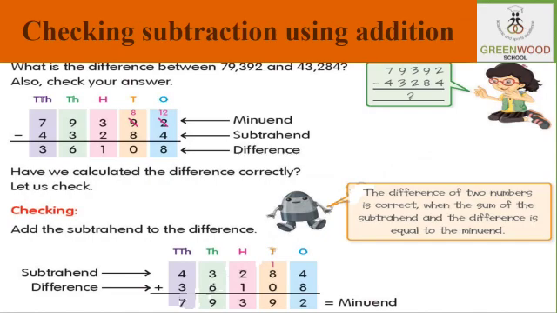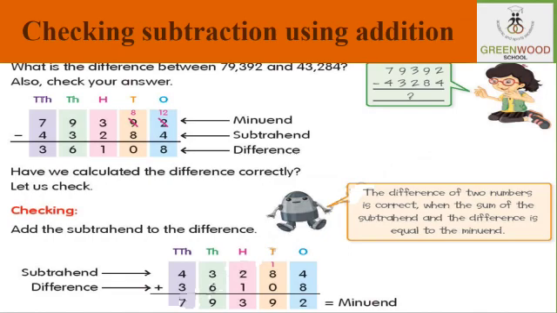The difference of two numbers is correct when the sum of the subtrahend and the difference is equal to the minuend. First we'll write the subtrahend number, that is 43,284. Then we'll write the next number, that is a difference, that is the answer which we found, 36,108. Now we'll add these numbers. First add the ones place. 4 plus 8, that is equal to 12. So 1 will go to the tens place.